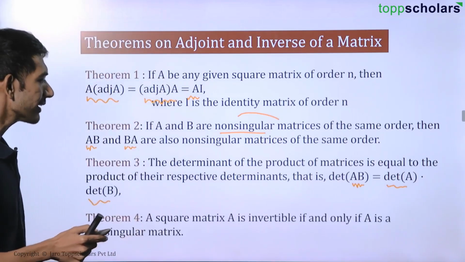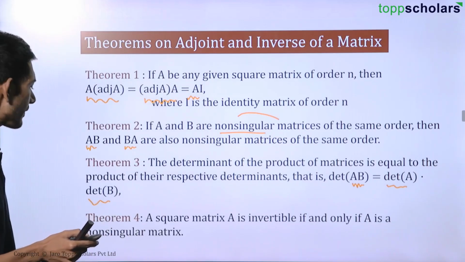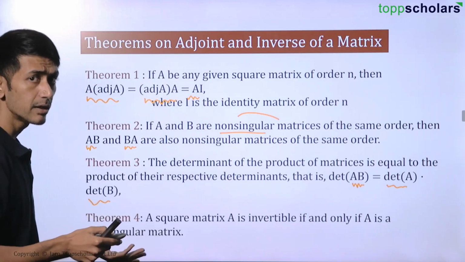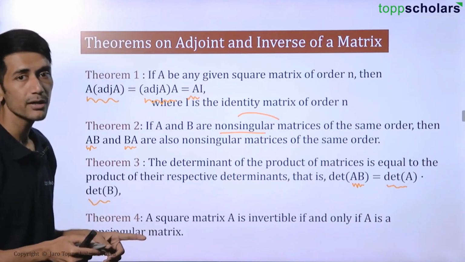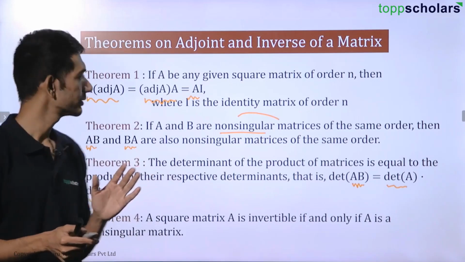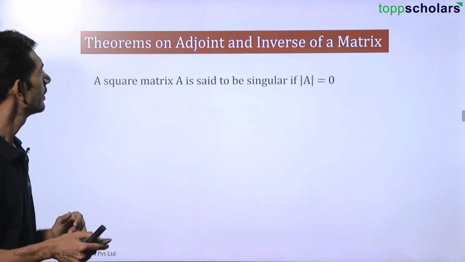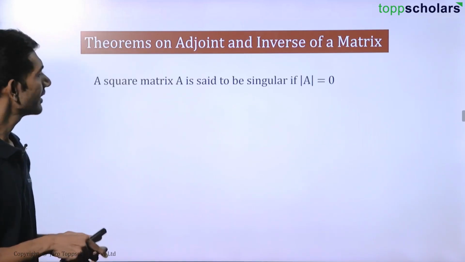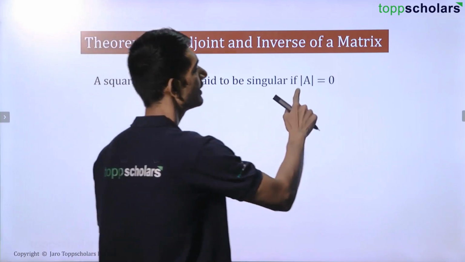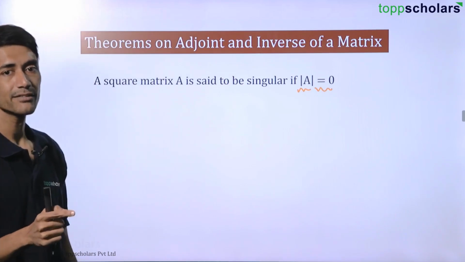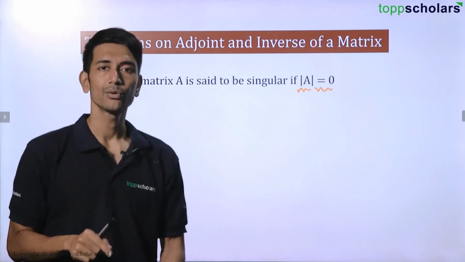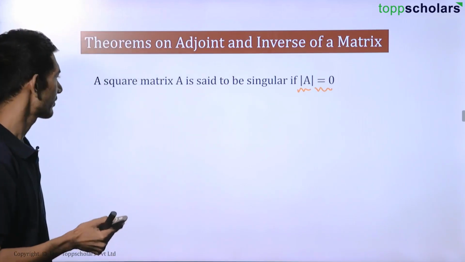A square matrix A is invertible if and only if A is a non-singular matrix, and we know that. We can find the inverse only when the matrix is non-singular, otherwise we cannot find the inverse. A square matrix A is said to be singular if the determinant of A is 0. When is the matrix called a singular matrix? Whenever the determinant is 0, we call it a singular matrix.